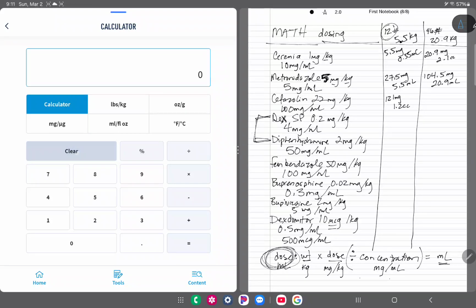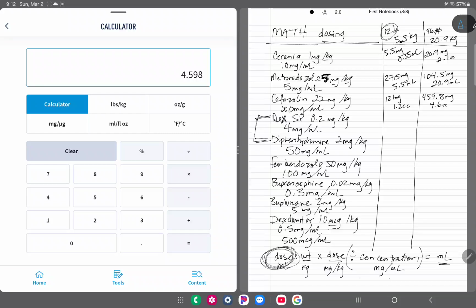The dog needs some as well, so 20.9, my weight, times my dose, which is 22 mg per kg, and I get 459.8 mg. That's what I write in the computer. If I take that number divided by 100, the concentration, I get, rounding appropriately, 4.6 cc's to give IV slow push to that animal.